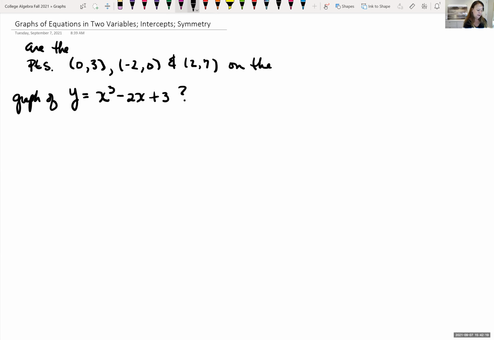Let's look at this first point. We're going to plug in 3 where we see y, and wherever we see an x in our equation, we're going to plug in 0. And we're going to see, is that a true statement or not? So I put parentheses for x and plug in 0: parentheses cubed minus 2 parentheses plus 3. Well, 0 cubed is 0, 2 times 0 is 0, so 3 is equal to 3.